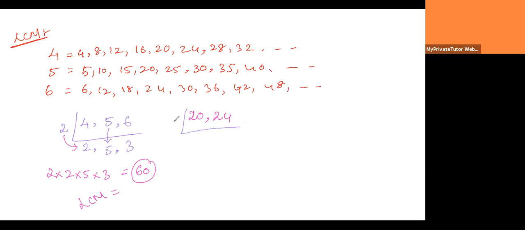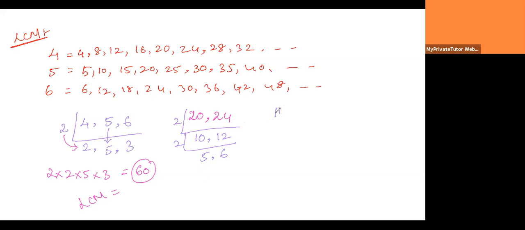See what I'm doing here. Just find the common term. So 2 10s are 20, 2 12s are 24. We have a 2 again, so 2 5s are 10, 2 6s are 12. So that's it, right? 5 and 6. We don't have a common term.